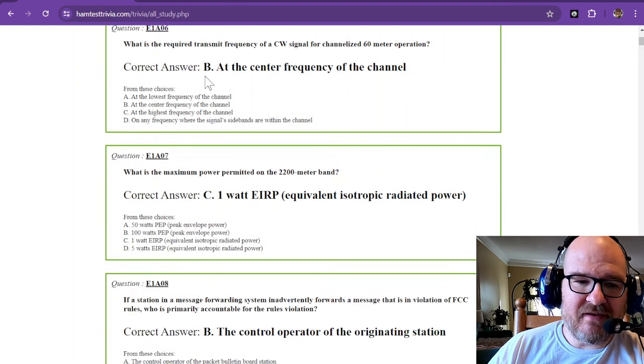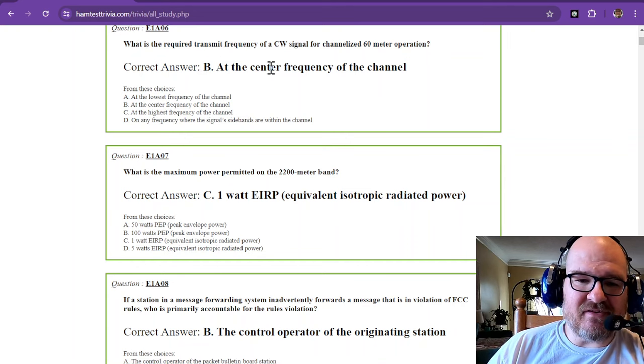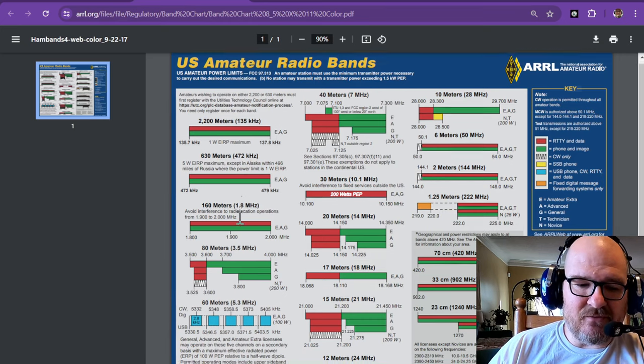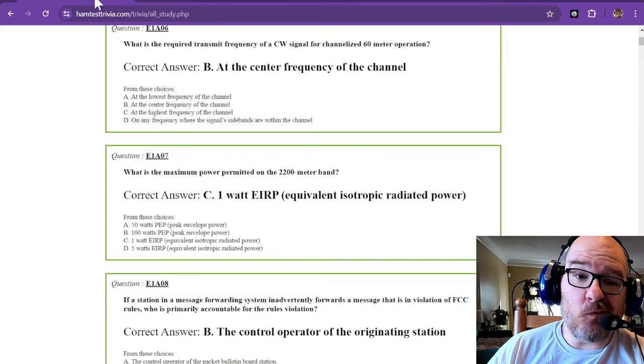Question number six. What is the required transmit frequency of a CW signal for channelized 60-meter operation? Without getting into it, that is just simply at the center frequency of the channel. So down here on 60 meters, the center frequencies are 5332, 5348, and you don't even need to know those for this one. You just need to know it needs to be at the center for CW. That's just the way it is.